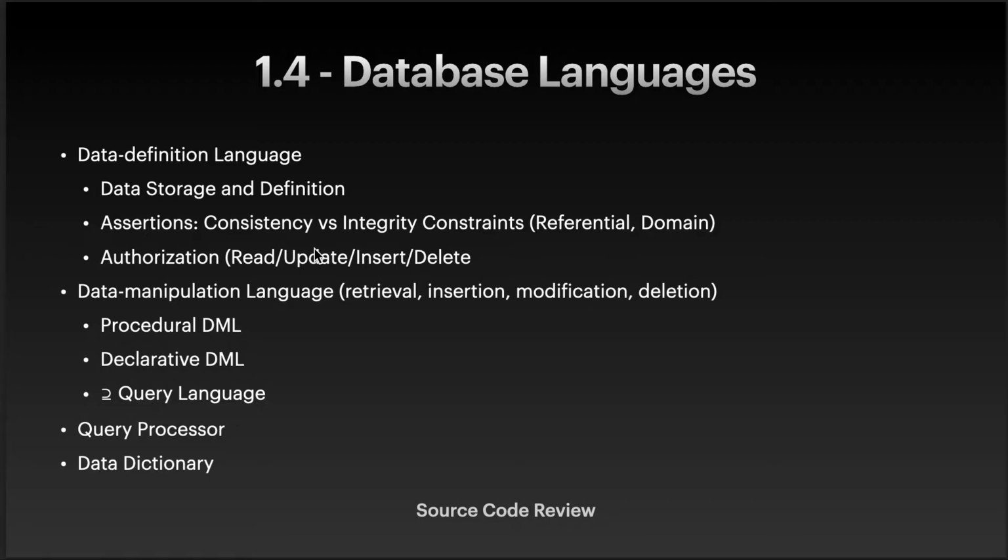Going on to section 1.4, we have database languages. So there are two types of languages used to interact with the database, and that is a data definition language, also known as DDL, and a data manipulation language, also known as DML. So for a DDL, part of a DDL consists of a data storage and definition language, and they're used synonymously, and they're basically the same thing.